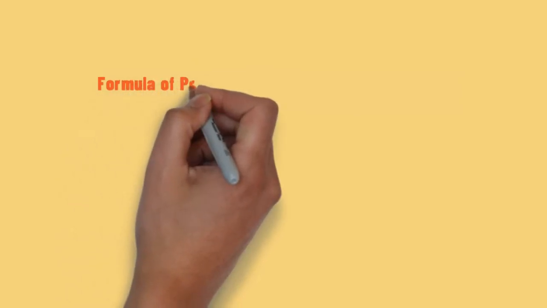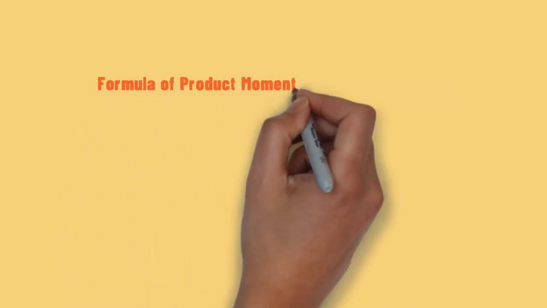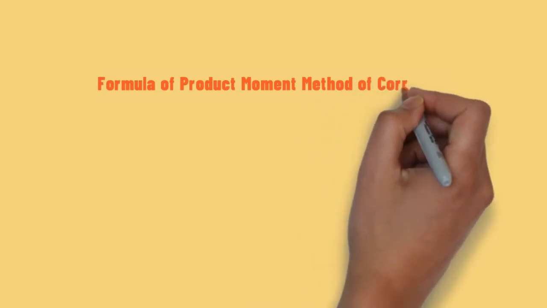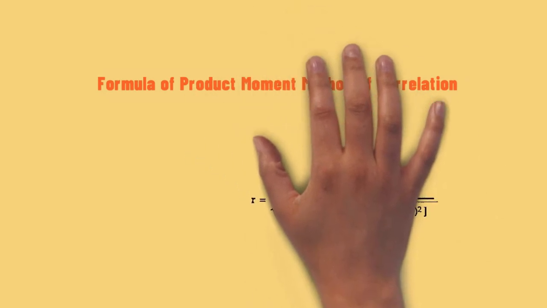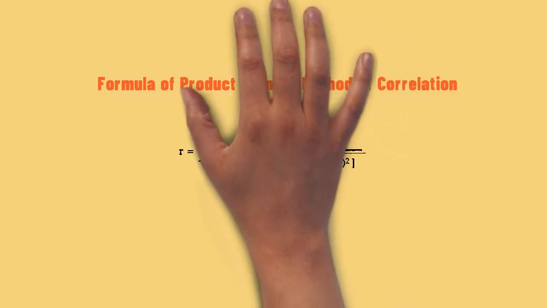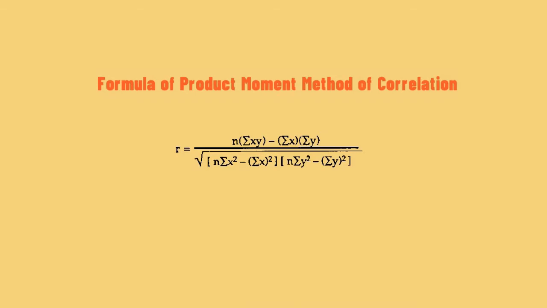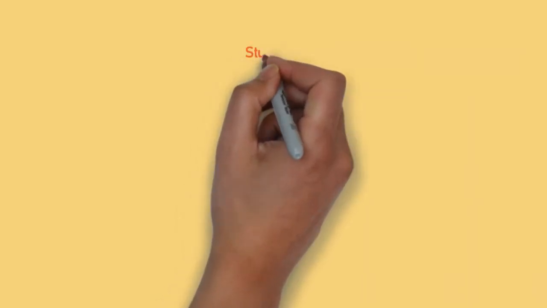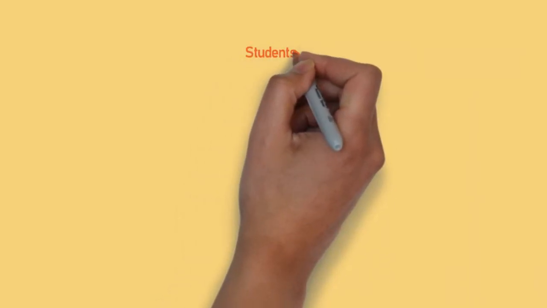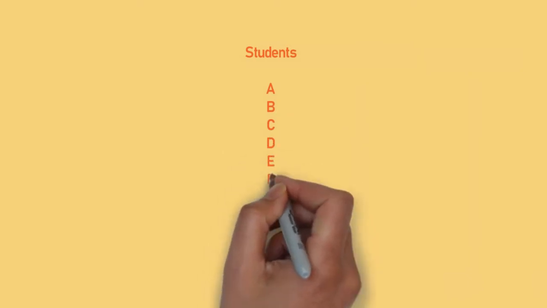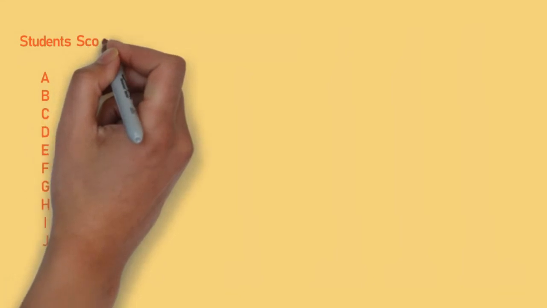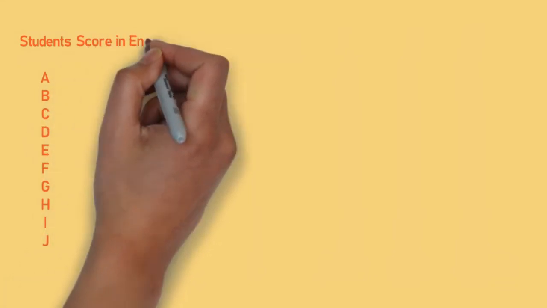Okay, next we are going to discuss the formula of the product moment method. If we want to calculate the coefficient of correlation between two variables by using the product moment method, then we can use this formula. In the next part of the presentation, I will try to cover the whole thing through a math exercise.